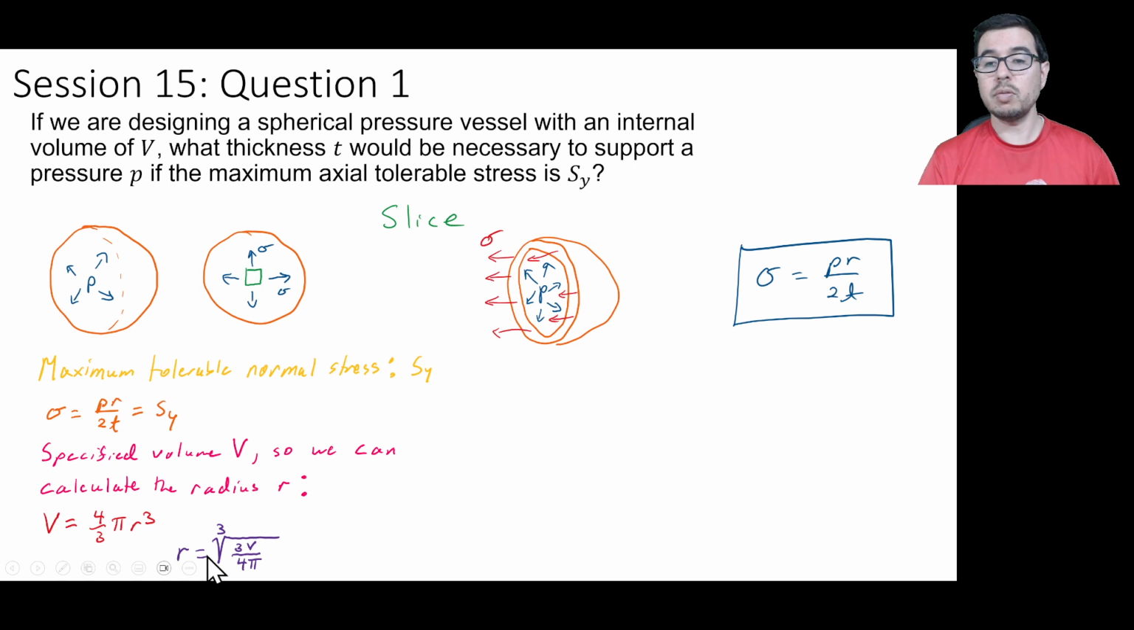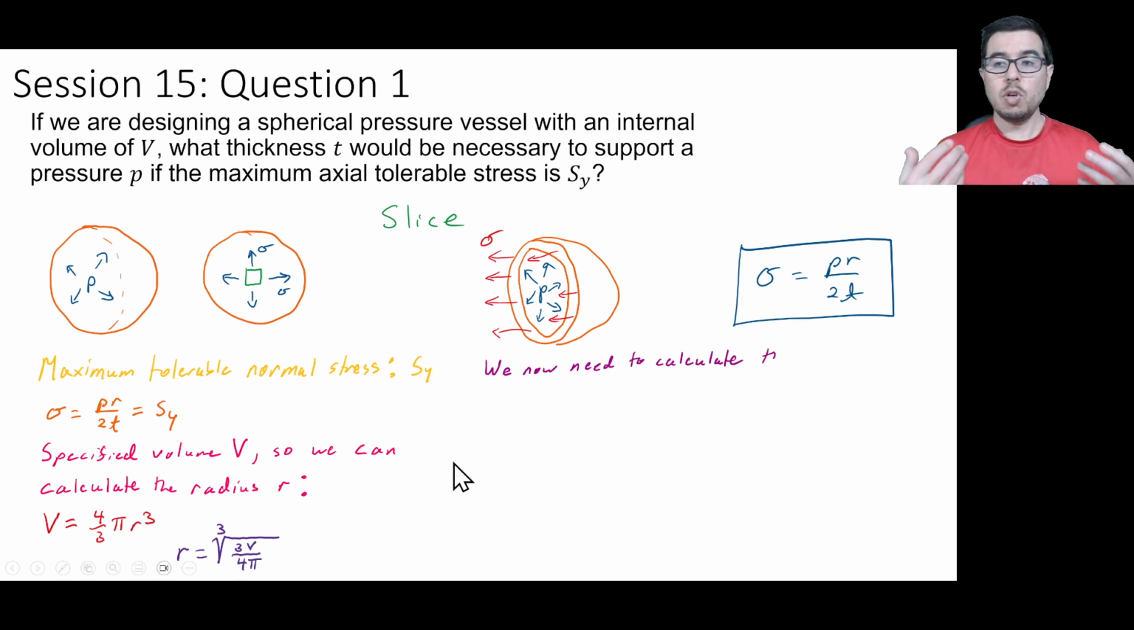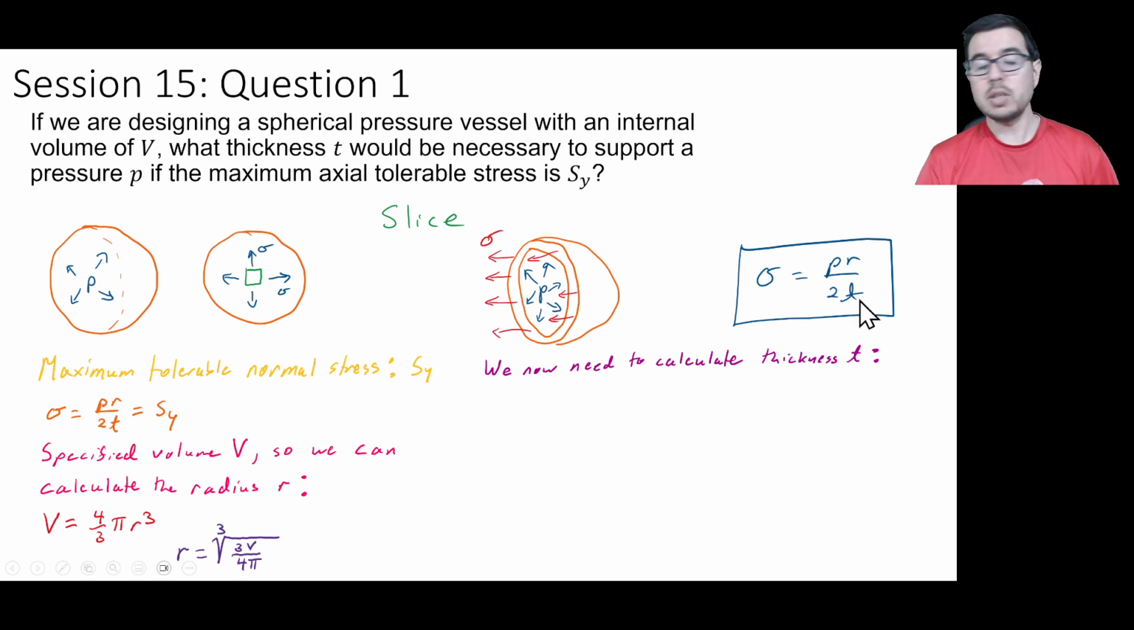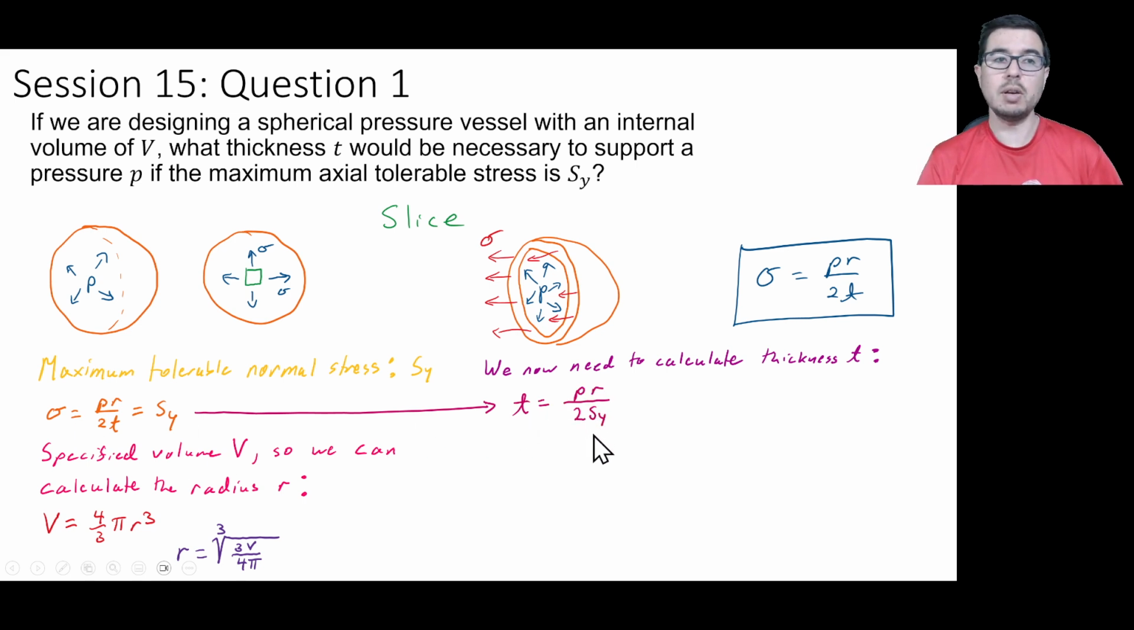The cube root of this quantity 3V over 4 pi, where V is the volume, will give us the radius for our thin-walled spherical pressure vessel. We can now go about trying to figure out the thickness, T, for this pressure vessel. Where do we see the thickness? Well, the thickness was in the equation for the stress. And so we take this equation over here, we rearrange things, and we get that the thickness is just going to be equal to PR over 2 times the yield strength.